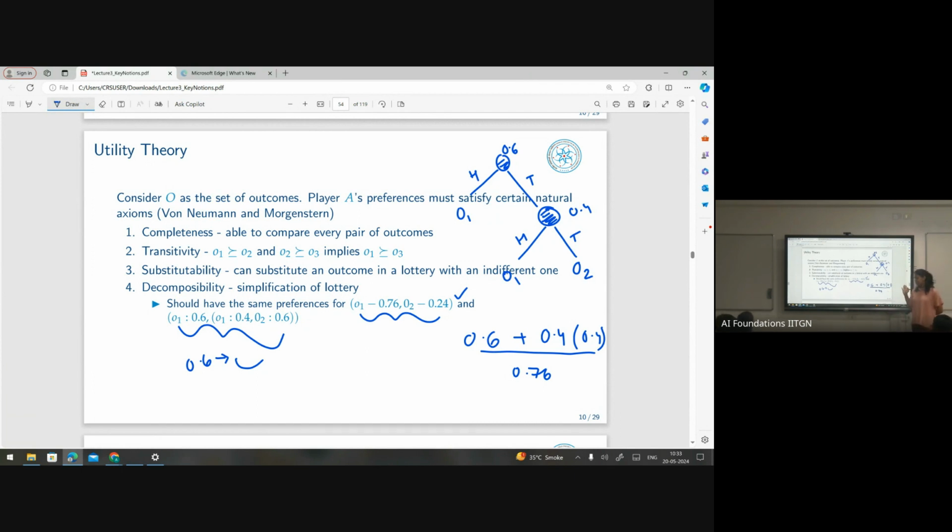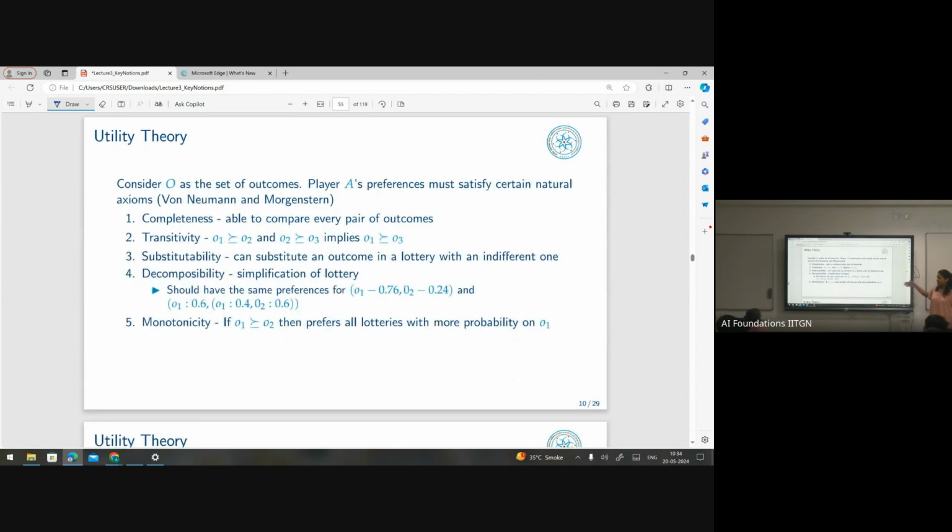So here, for all of this, we'll just assume he is rational. Intelligence is for something else. We'll come to that later. I hope this is clear. So this axiom is called decomposability. The idea is if I have multiple lotteries which look complex, but they mean the same, then the outcome should be the same.